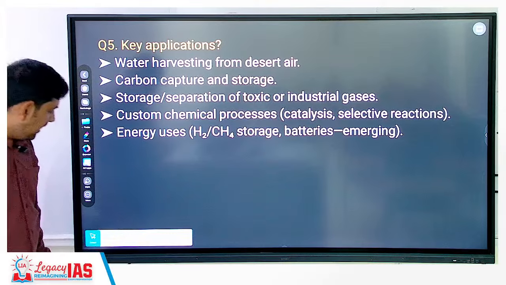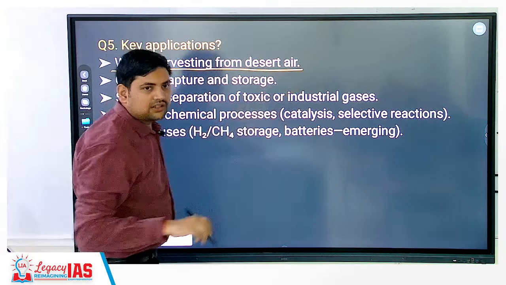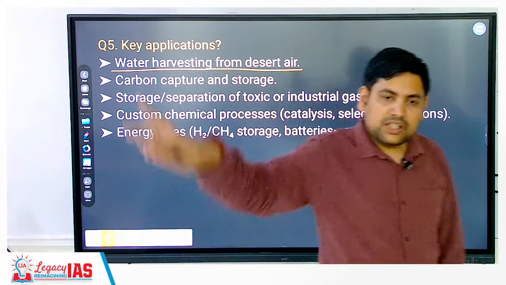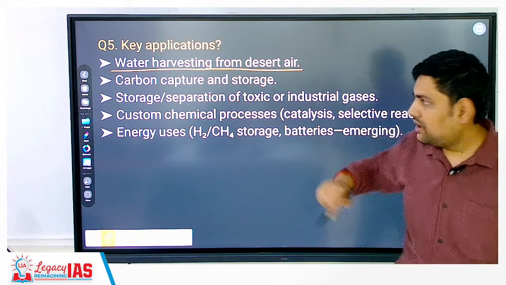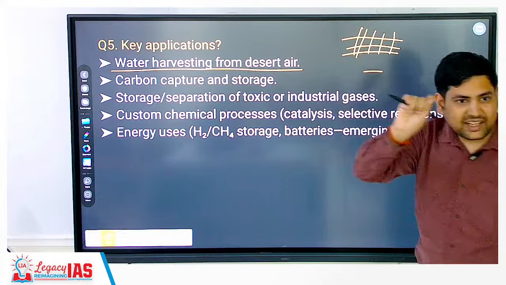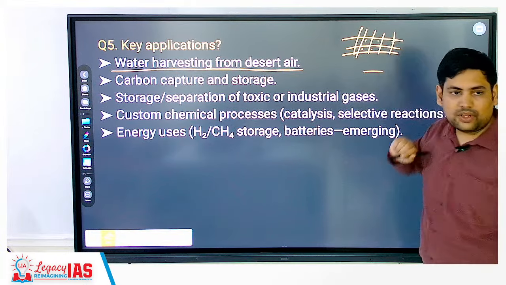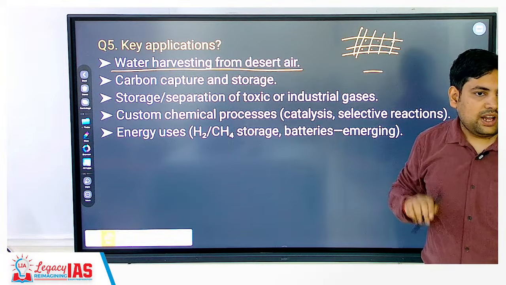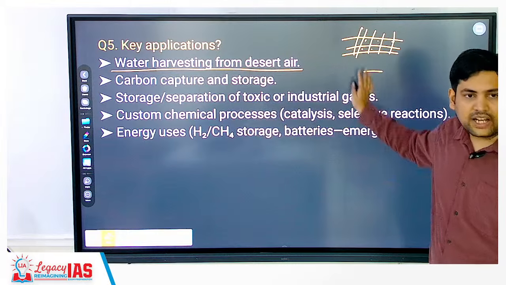Then see key applications. This you'll understand. One is water harvesting from desert air. Now the desert does not have water, but the air still has water vapor in it; we are not able to capture it. Now if I can design something like this exactly at the size of water vapor, then what will happen? Vapor gets entrapped here, and then I can use it. Of course, a future technology that can be in application.